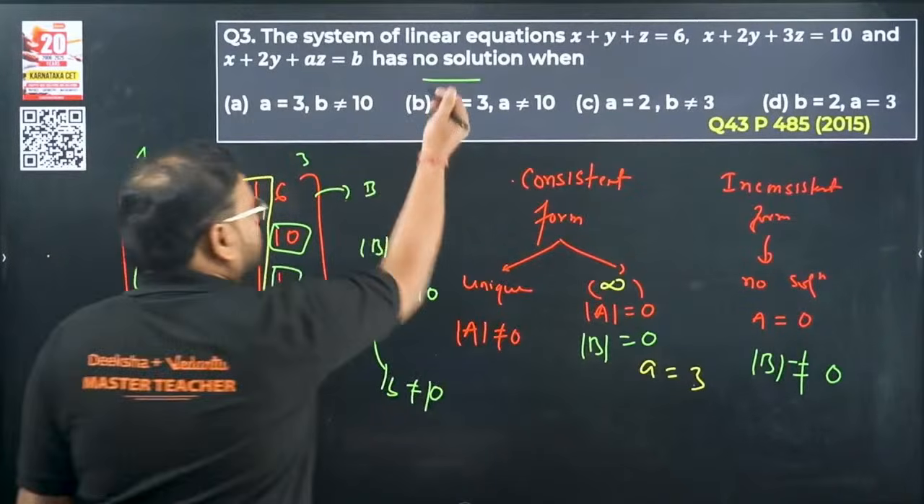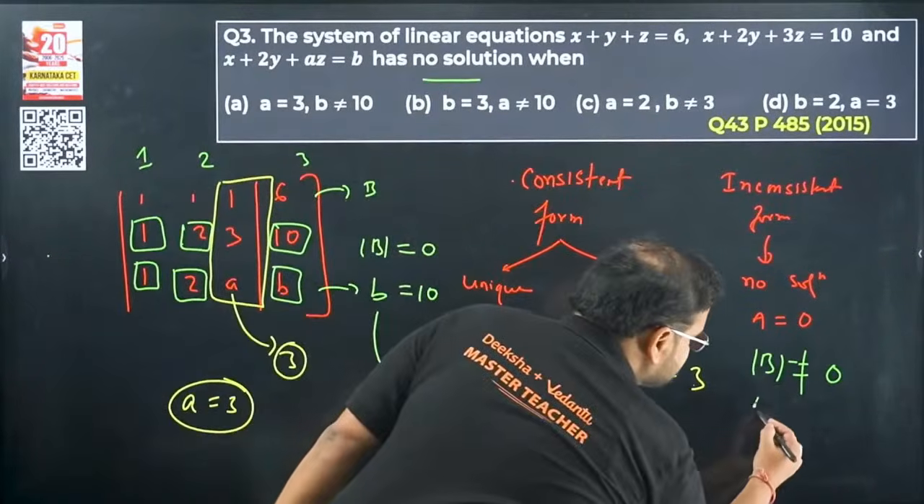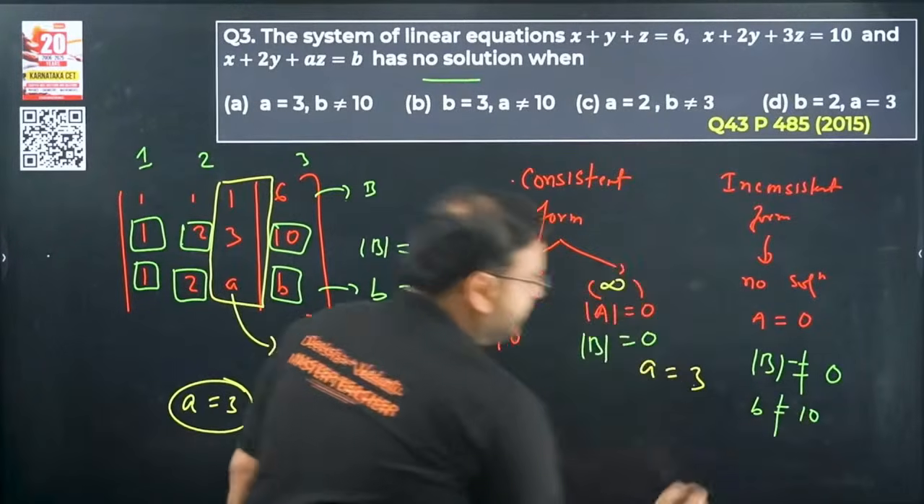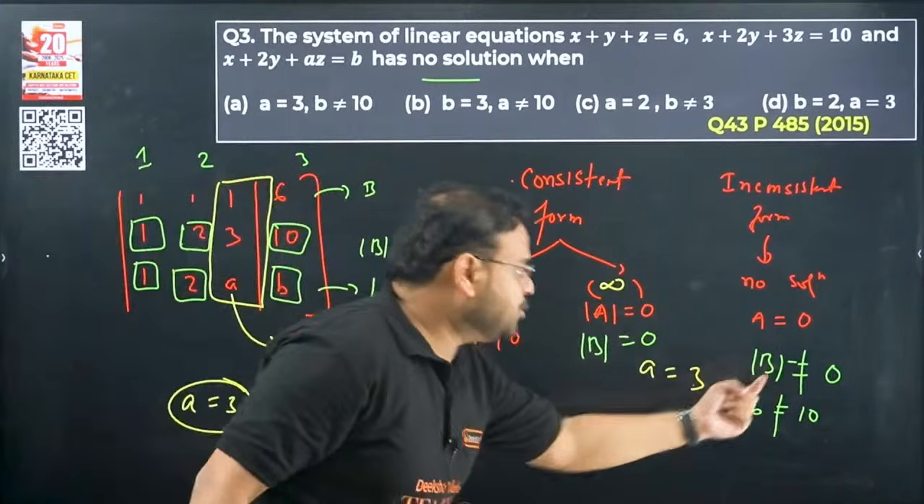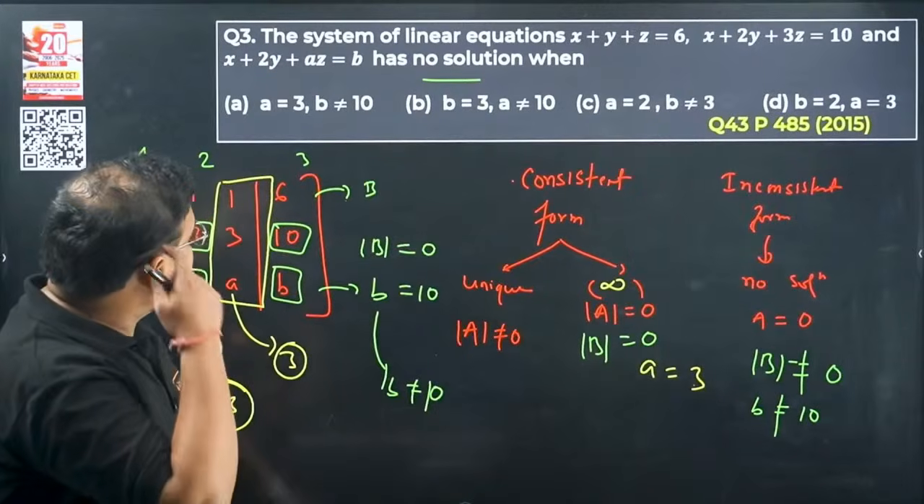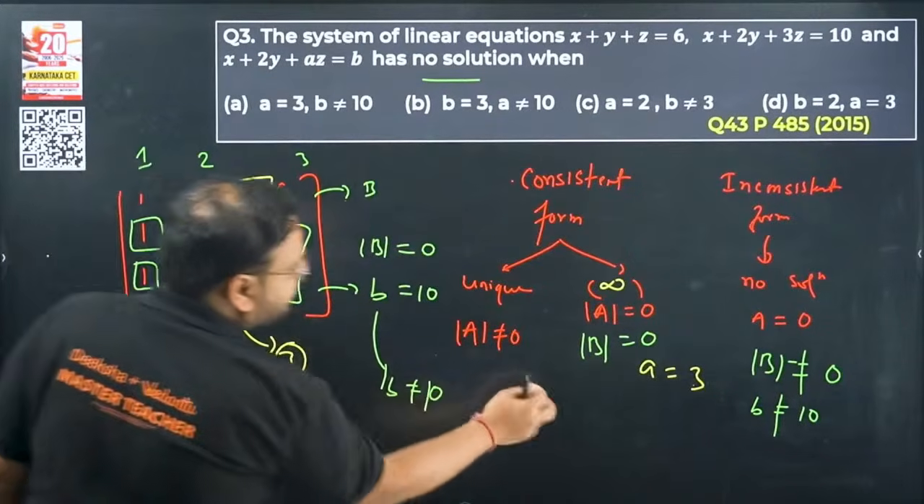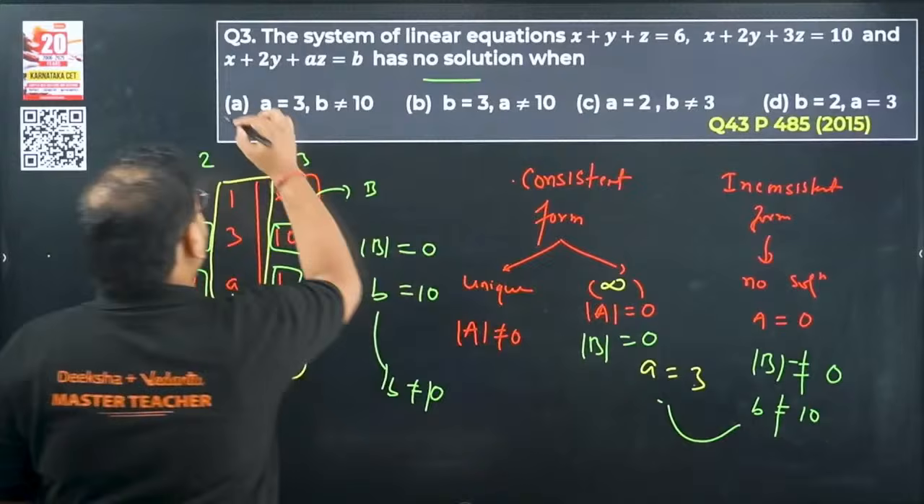We are looking for no solution. Check here. The value of B cannot be 10, because if the B value is 10, this will become 0. I am looking for a non-zero value of this determinant. Hence the answer is A equals 3, B not 10.